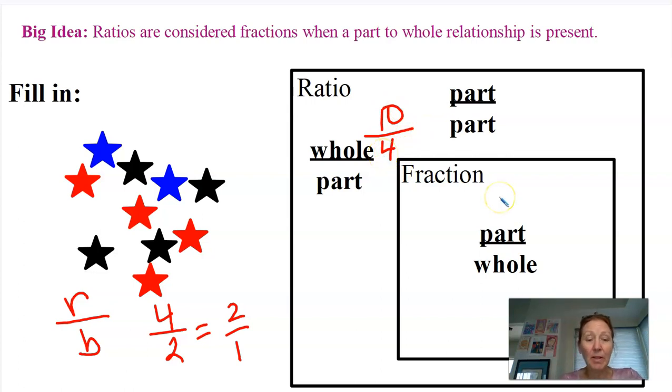And then a part to whole is if I turn it around and I say, well, let's see, if I look at the part that are black compared to the whole, it's 4 out of 10, or 4 to 10. And then I could say 4/10 of the stars are red. That's the only time where it's going to make sense to turn it into a fraction, right? I wouldn't say 10/4 of the stars are red. That just doesn't even make sense. Okay.